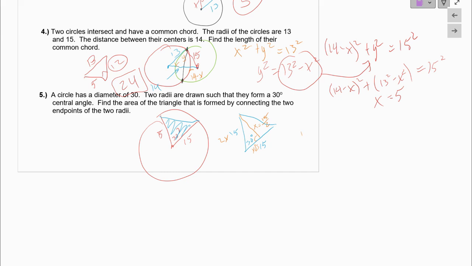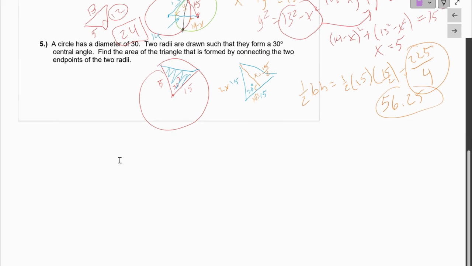So now all we have to do is one half base times height, which means one half times 15 times 15 over 2, because that's our height, which is 225 over 4. You could also write that as a decimal in this case because it's a nice decimal. So either one of those two answers is fine.